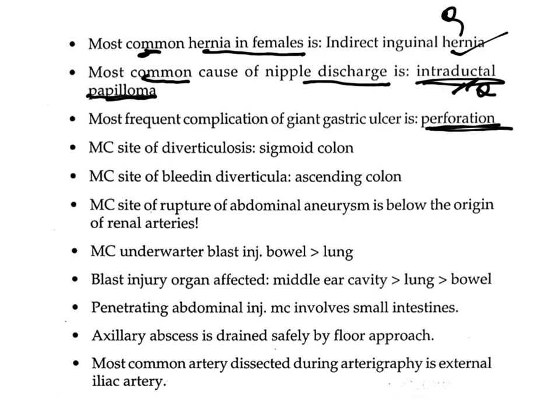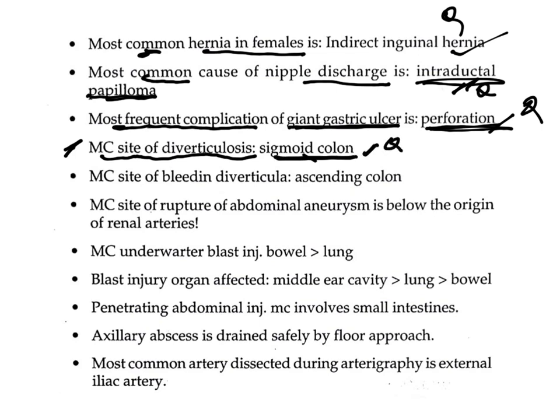is perforation. The most frequent complication of the giant gastric ulcer is the perforation, and it is an emergency. Now, the most common site of diverticulitis is the sigmoid colon. The most common site of diverticulosis is the sigmoid colon.